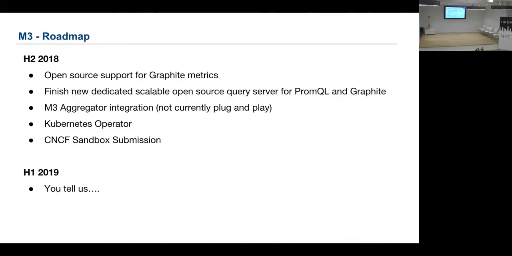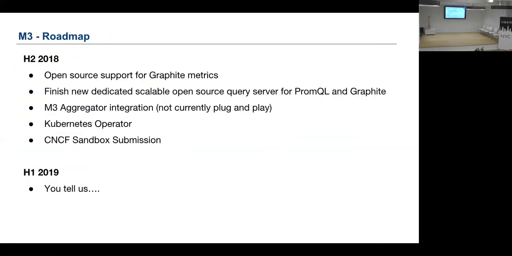And then what does your roadmap look like real quick? We want to, again, add support for Graphite metrics. We need our new query engine to be more feature complete, and we want to make it more useful by, of course, supporting Graphite alongside PromQL, which may be difficult, but hopefully not too much.